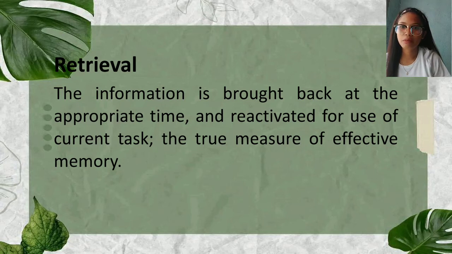Then the last stage, retrieval. The information is brought back at the appropriate time and reactivated for use in the current task, the true measure of effective memory. Retrieval is the finding of memories. So you have worked hard to encode via effortful processing, a lot of work and attention on your part, in order to encode that information and store some important information of your upcoming events. Then how do you get that information back out of storage when you need it?